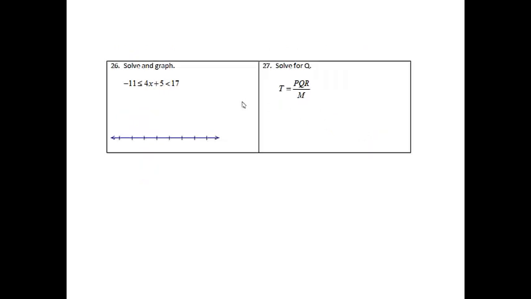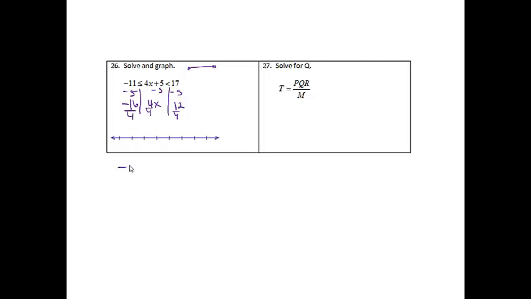Right, 26, solve and graph. This is a connected problem, which means we're going to end up getting a connected graph that will look something like that. I like to draw lines, and so we are going to subtract 5 from both sides, and when we do that, negative 11 minus 5 is negative 16. And then I still have 4x in the middle. 17 minus 5 is 12. And then we're going to divide all 3 parts by the 4.